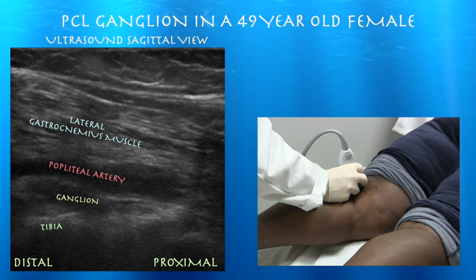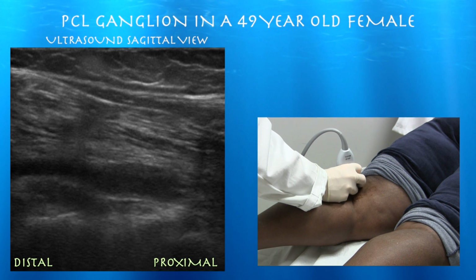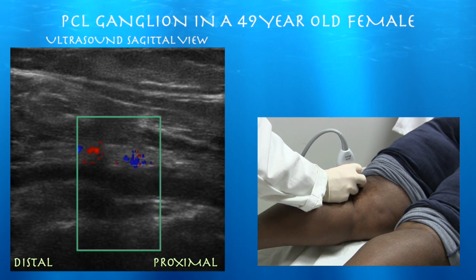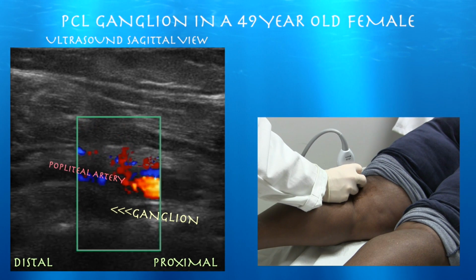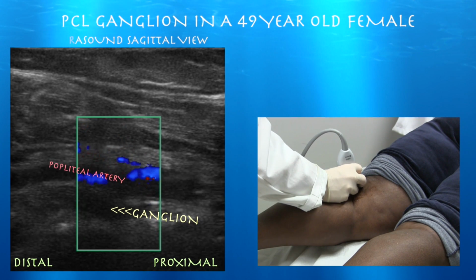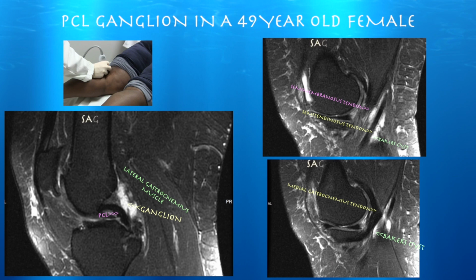It's right under the popliteal vasculature. I put some color on it just to make sure I'm not mistaking it for a vein or an artery. Here's that cyst, and we can see that there's no color flow in it, so that does confirm it's a cyst. You can see the PCL right underneath it. You have to go deep with this ultrasound, so the structures are not entirely clear.